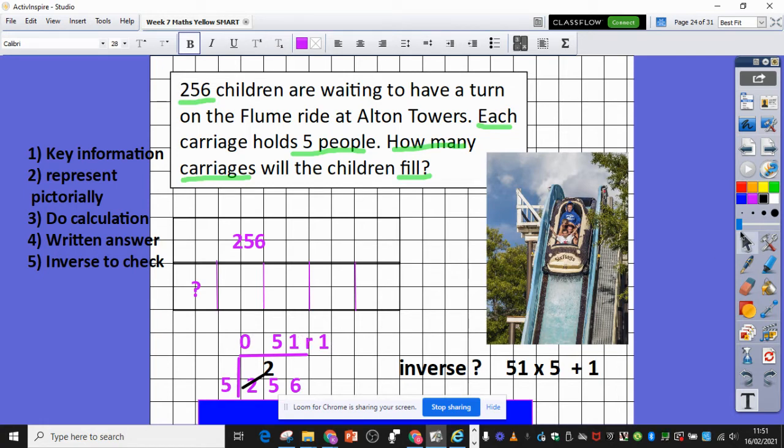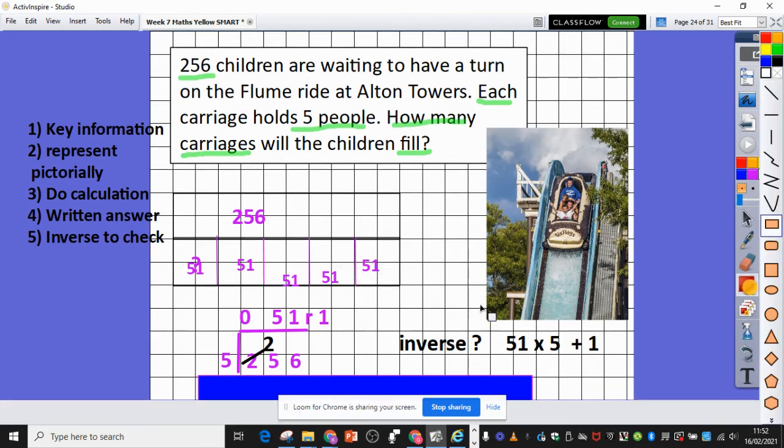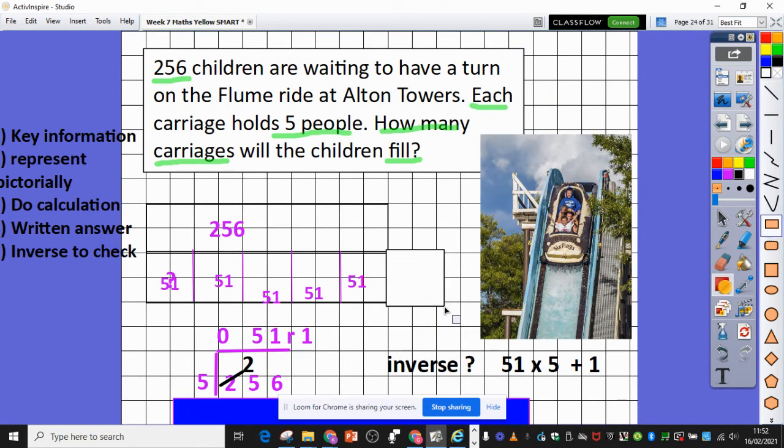So I know that each one of these here is going to be, let me see, type this on here, it's going to be 51, 51, 51, 51, 51. So I'm just going to put a little box on the end of here.